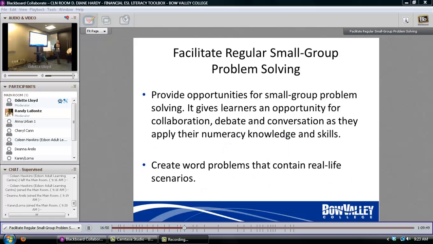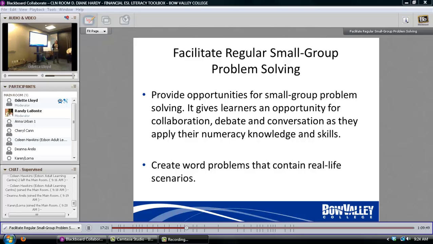We do what we call small group problem solving. In our program, we spend approximately 4 hours a week that focuses primarily on numeracy instruction. In higher levels, it would be financial literacy. And really what we do is we often do small group problem solving, and it's multi-level. So we put groups together. It gives them an opportunity to collaborate, debate, and actually use the numeracy skills. So it's an application of numeracy as well as language.